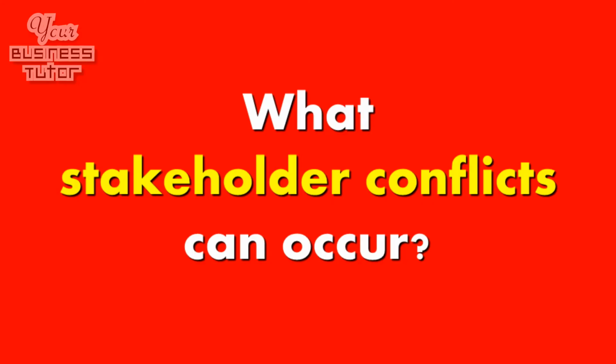And as you might already have worked out, such conflicts are most likely to occur when a business makes decisions or when one stakeholder tries to use their influence to impact the business. So with that in mind, let's turn to look at how stakeholders' interests may conflict. So what stakeholder conflicts can occur? The best way to find out about stakeholder conflicts is to look at some examples.